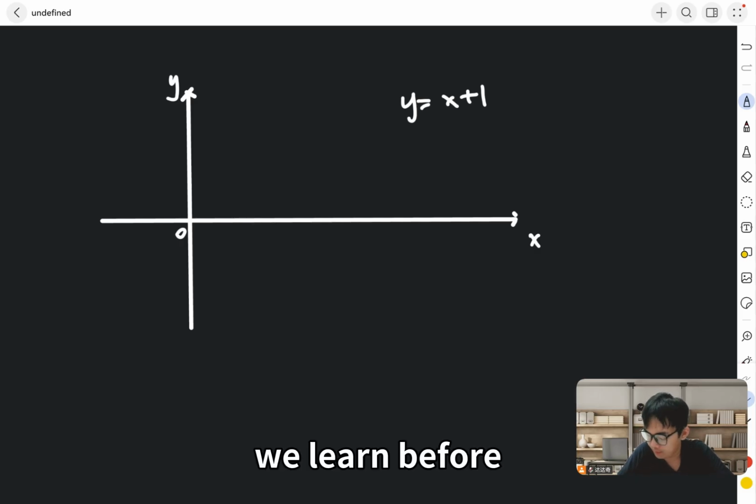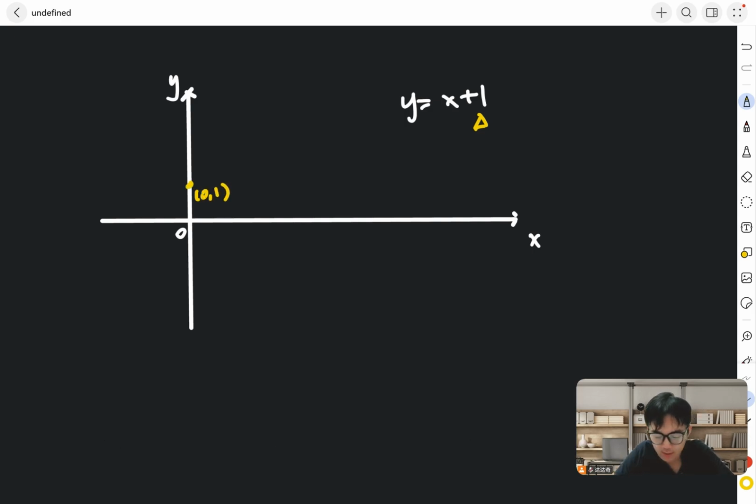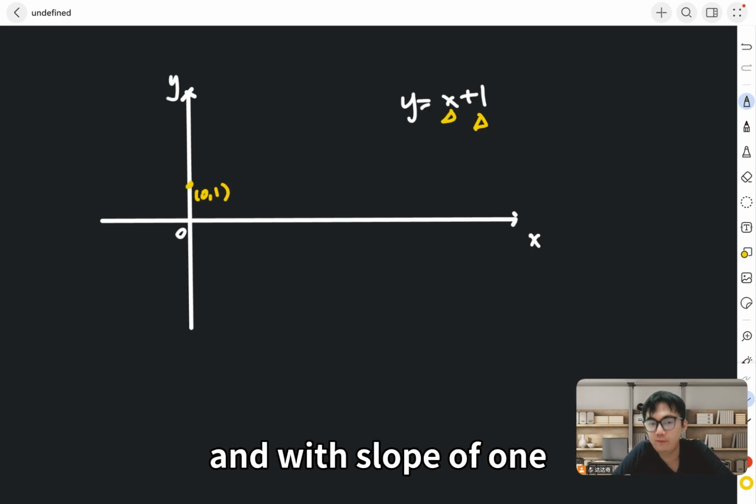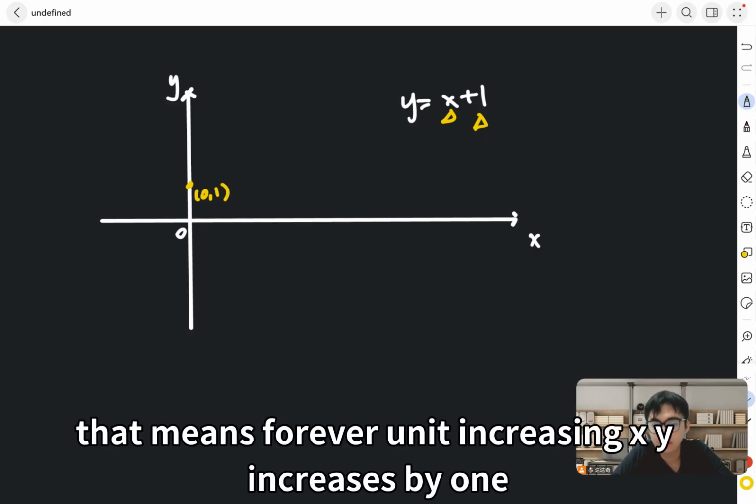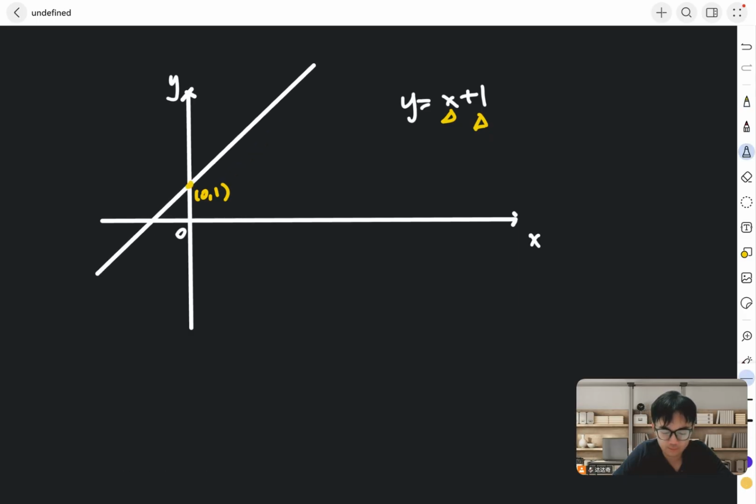We learned before that we should first mark its intercept. So it starts from the y-axis at (0, 1) with a slope of 1. That means for every unit increase in x, y increases by 1. This way, we draw the whole straight line.